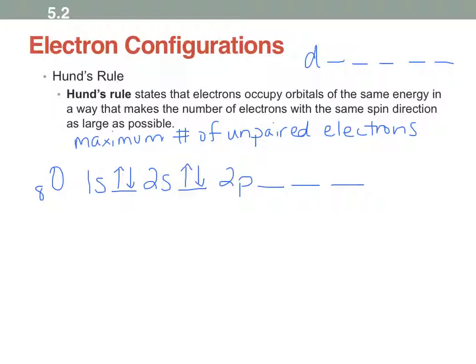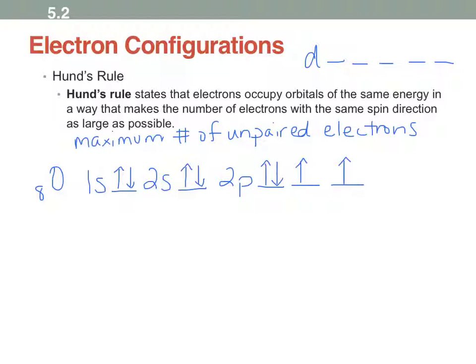I have 4 electrons accounted for right now, so I have 4 left. So I'm going to count: this would make 5, 6, 7, and I have 1 more. Now I can go back and pair those up. This gets me the maximum number of unpaired electrons. This helps me follow Hund's rule. So that would be the electron configuration.